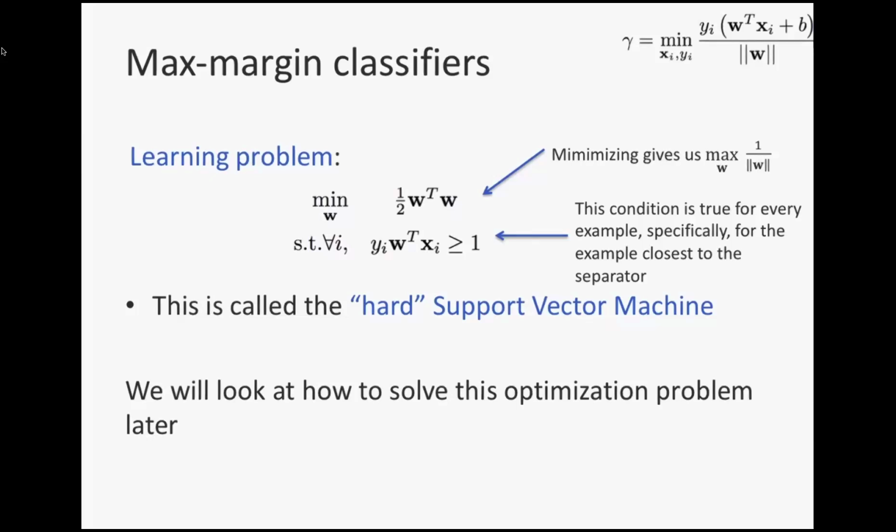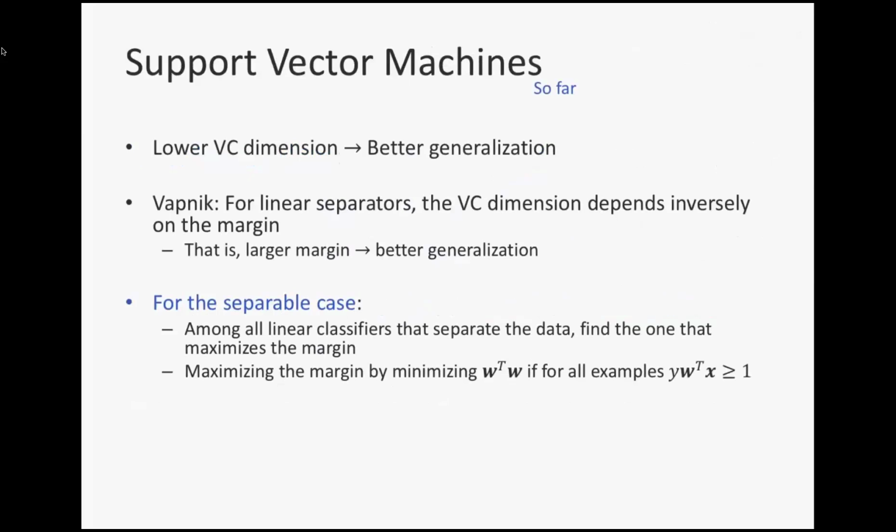This is called the hard support vector machine, but let's just recap how we got here. So far, we started off with this idea that lower VC dimension gives better generalization. And then Vapnik comes along and says the VC dimension of a linear separator with margin gamma is inversely proportional to that margin. So larger margins lead to lower VC dimension, which leads to better generalization. For a separable data set, you want to find the classifier that maximizes the margin among all the classifiers that perfectly separate the data. If you have a separable data set, there are an infinite number of linear separators that perfectly separate the data, and you want to find the one separator that maximizes the margin.